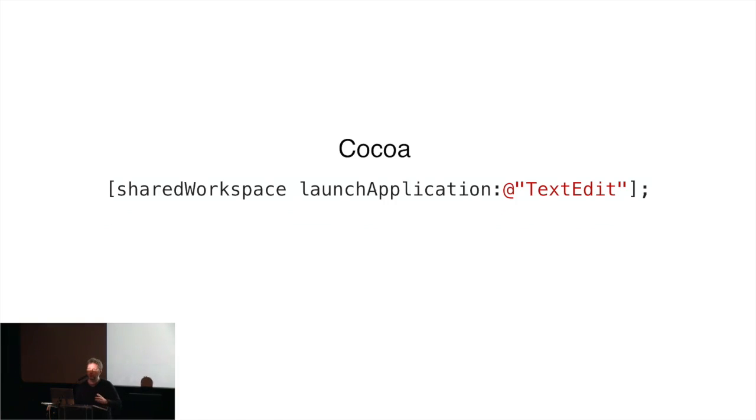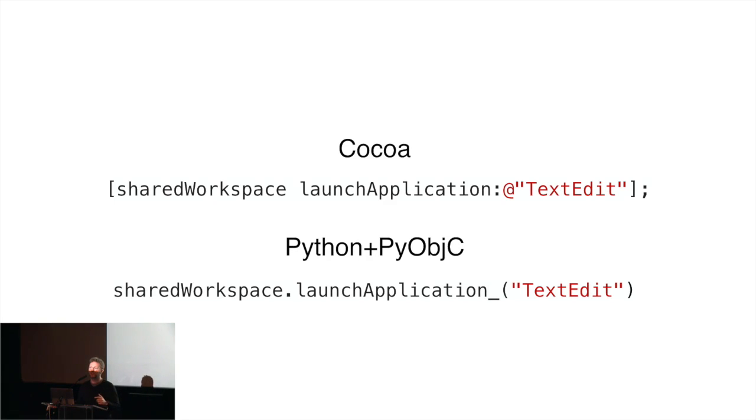I want to point out that that rule about changing colons to underscores applies even if the method has a single argument. So here we're launching an application. There's a single argument, text edit. But when we convert it to Python, we still have to change that colon to an underscore. And it's a very common mistake to forget to do that when you're converting methods, because you don't notice that trailing colon is there, but you have to put it there in order for it to work.